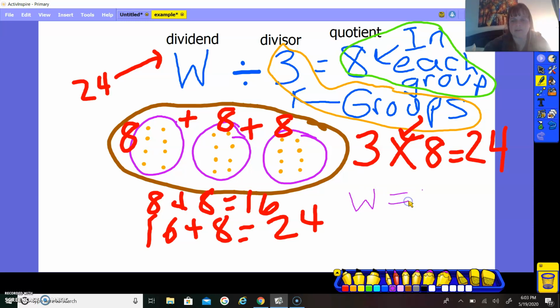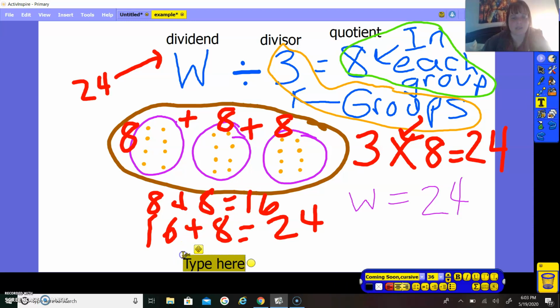I'm going to write W equals 24. Now, I know that for my teacher, I'm going to have to communicate how I got my answer because my teacher's not with me right now. So I'm going to go here and start typing, and I'm going to make sure I use my math vocabulary. To find the dividend in this situation. It's not always going to be the dividend that you find. So you're really going to have to make sure that you're looking to see the dividend is always the big total number, what you're starting off with, and you're going to divvy out. The divisor is how many groups, and the quotient is how many is in each group.